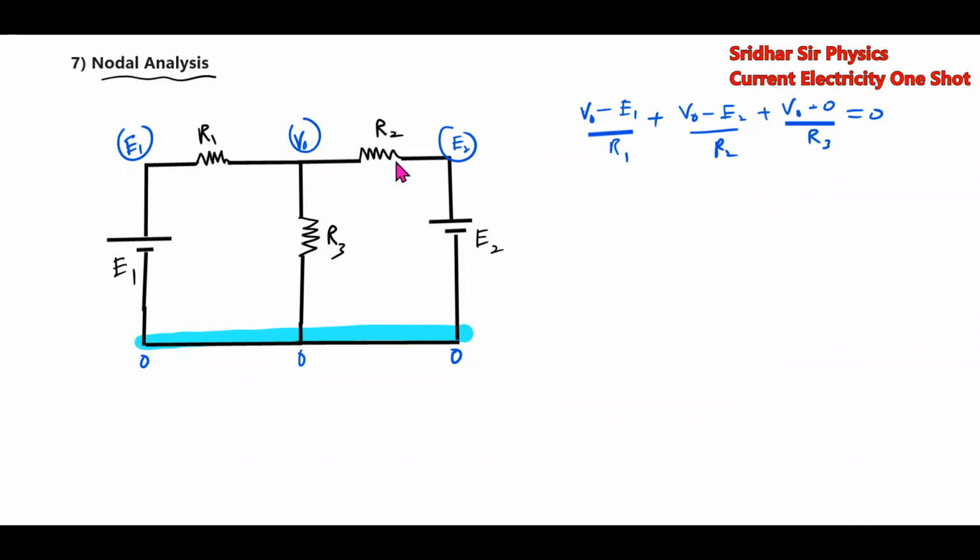So how are you writing this? This particular Ohm's law we are applying across this. Let's assume the direction of current. We don't know, so we are assuming that current will flow like this. So V0 minus E1 by R1, V0 minus E2 by R2, V0 minus 0 by R3. I'll solve, get V0, substitute it here, then I'll get the current in the individual branches. This will be much easier, no? There it was two unknowns, here only one unknown, so we'll get the answer.